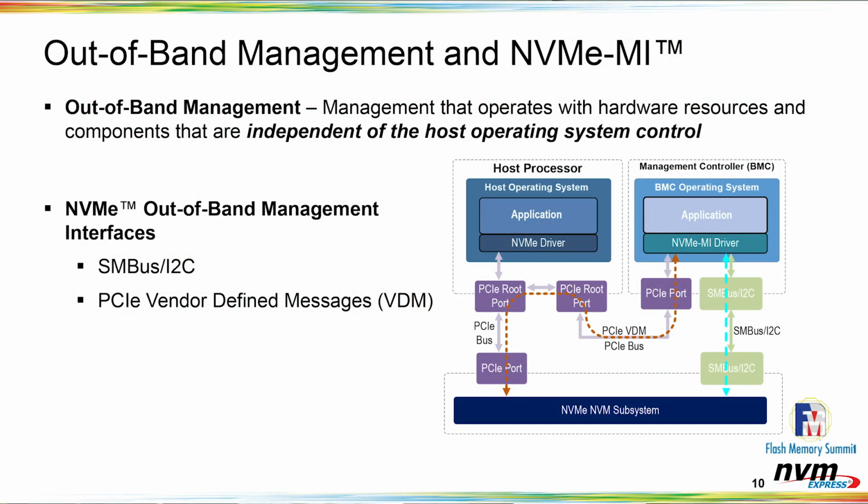Now, as I mentioned, 1.0a is really focused on out-of-band management. In this context, out-of-band means independent of the host operating system. So in a server, you typically have your host processor running your host operating system, and then you'd connect NVMe devices to that via the PCI Express bus. And then you'd have a baseboard management controller, or BMC. And in 1.0a, this BMC can communicate and manage NVMe devices out of band, independent of the host operating system, either via SM bus, as shown on the right, or via PCI Express vendor-defined messages, as shown on the left.